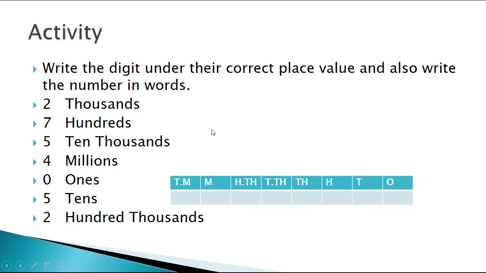Now students, I have prepared one activity for you that is very easy, so listen very carefully. Write the digit under the correct place value and also write the number in words: 2,000, 700, 5 ten thousands, 4 millions, 1 one, 5 tens, 200,000. So all these digits you will put in this international place value chart.